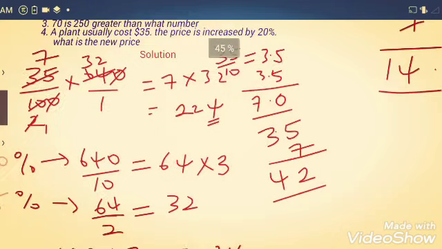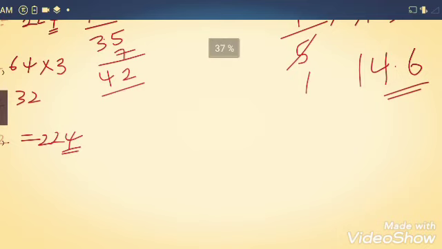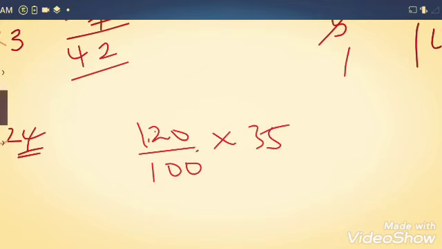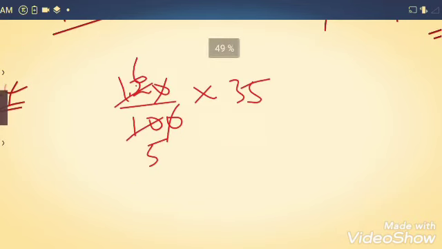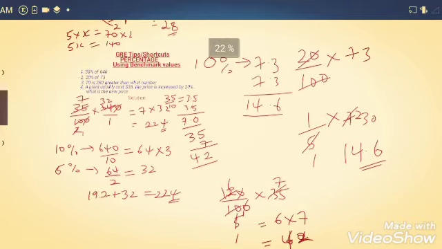Now if you're using the traditional method, it's a bit long. When we say 20% increase, we're saying 20 plus 100, that's 120 over 100 times 35. So this will cancel this. 2 into this you have 5, 2 into this you have 6. Now 5 into 5 is 1, 5 into 35 is 7. So in the end you have 6 times 7, that also gives you 42. So these are the different methods of solving questions like this.